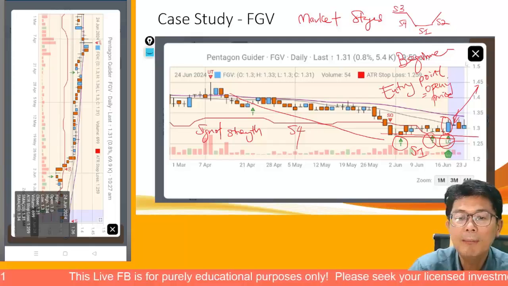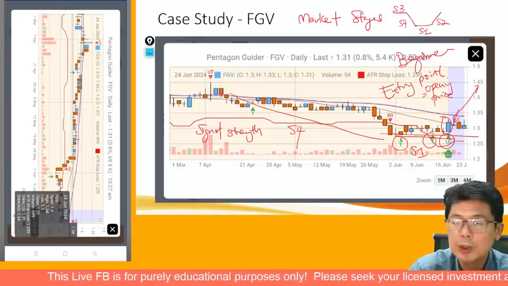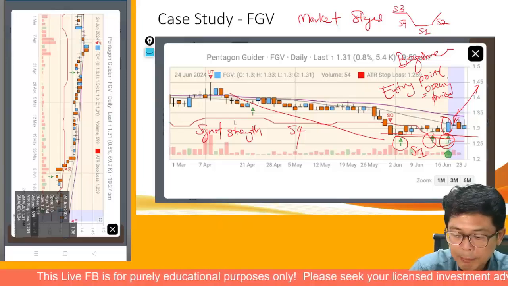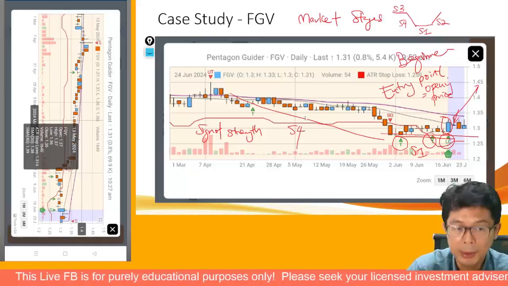Once the market starts to move up, understanding the 4 market stages, for our beginner, you just want to enter after the green Pentagon. And of course, it's easier said than done, but you need to practice.